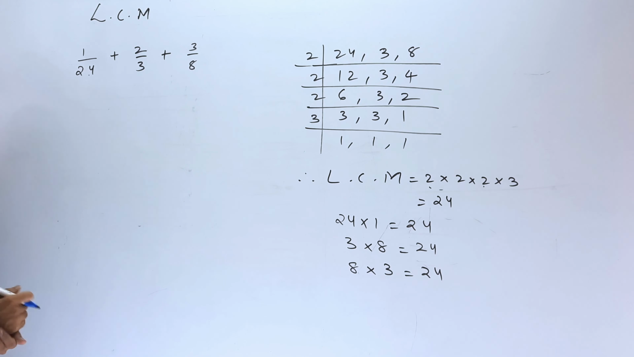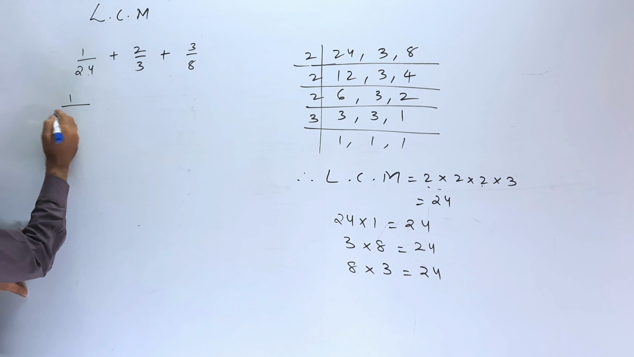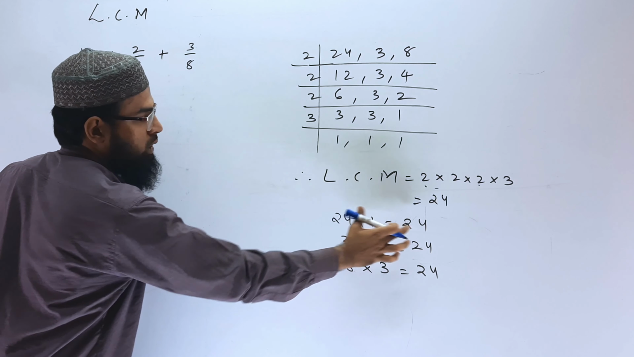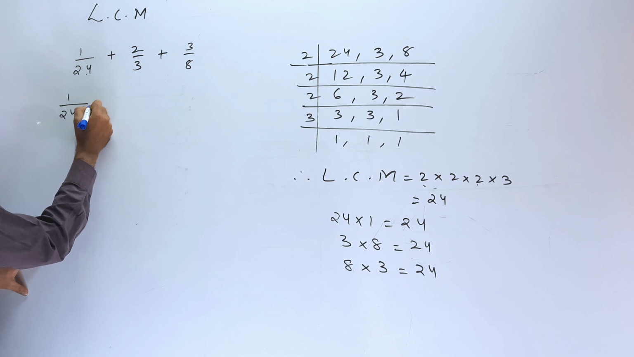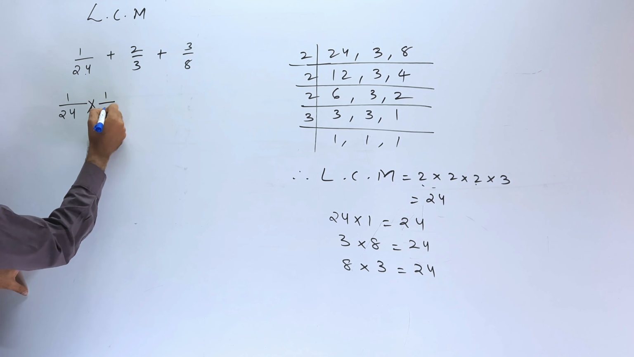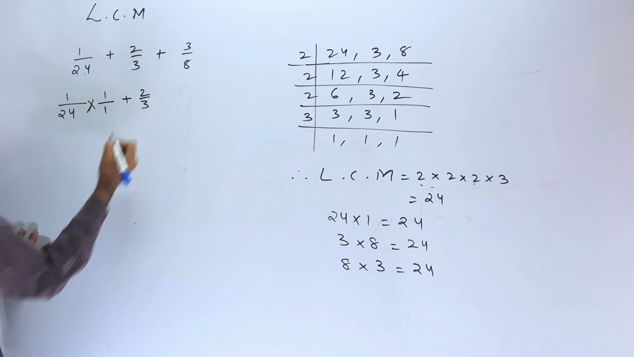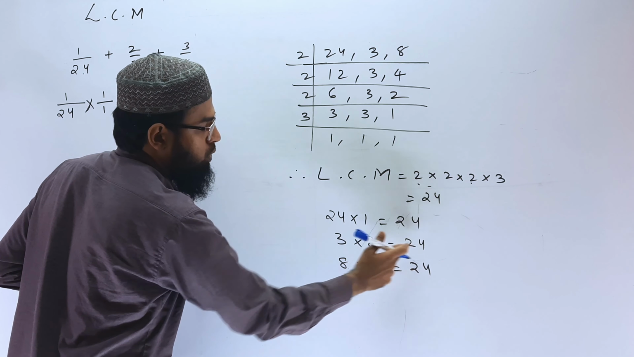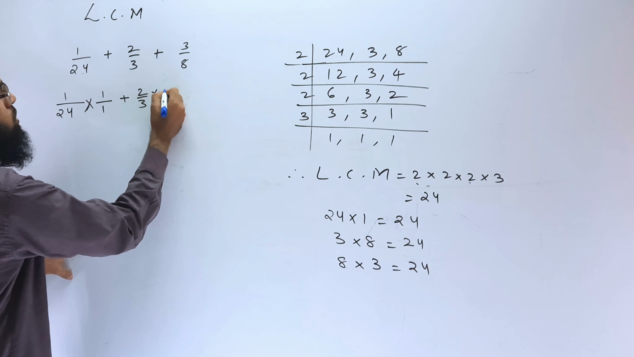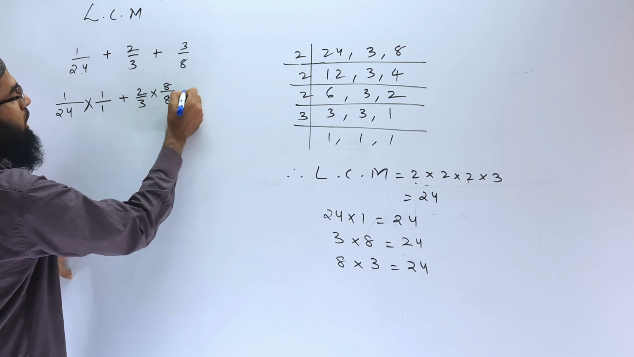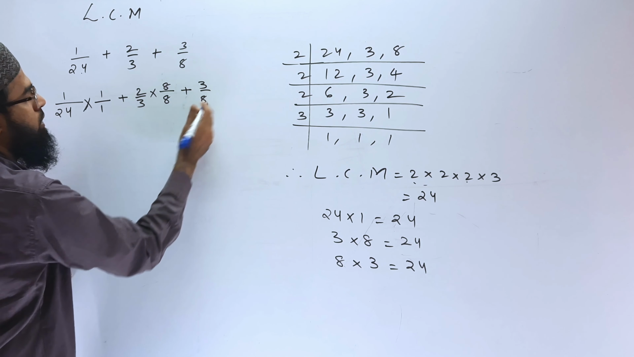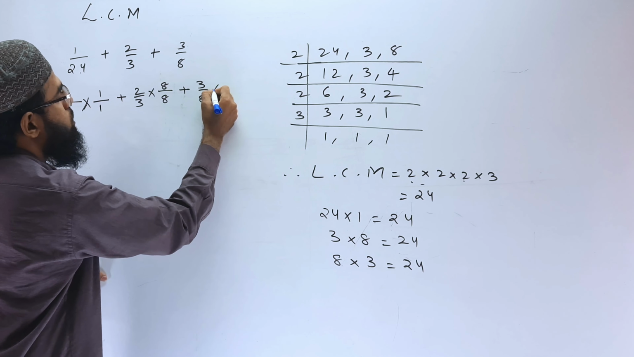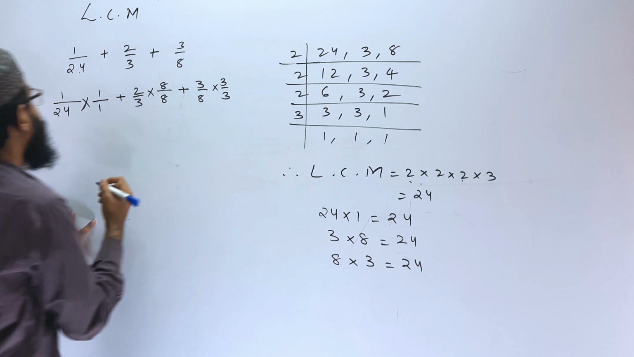Here, what they do is write this just as it is, 24. In the 24 table, where do they get 24? That is at once, one time. So that's why they will multiply this by 1. Plus 2 by 3. In the 3 table, where they get 24 is at 8, so the numerator and the denominator both will be multiplied by 8. Next 3 by 8. In the 8 table they get 24 at 3, so they multiply this by 3.